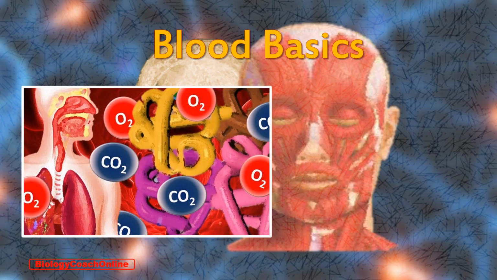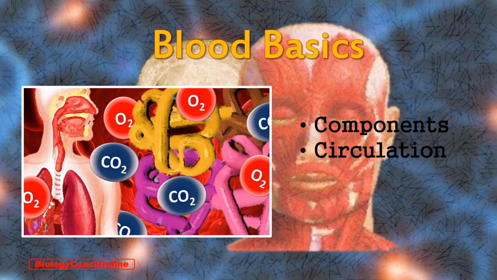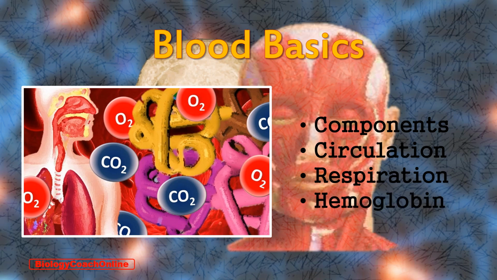Okay, in this lecture, we will examine the components of blood and describe blood's role as one of your body's connective tissues. We will define circulation and briefly outline the flow of blood through the body. We will examine blood's intimate connection with respiration, and we will describe the role of hemoglobin as carrier of both oxygen and carbon dioxide. So let's get started.